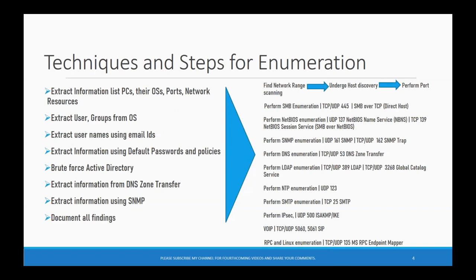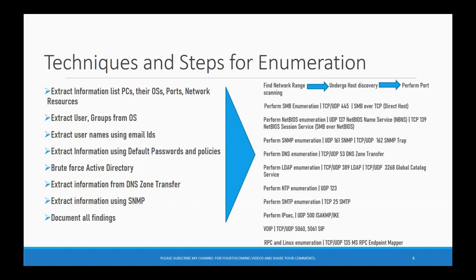The next is to extract information from DNS zone transfer. Here you can find the host names, subzone information, and IP addresses. The next is to extract information using SNMP, Simple Network Management Protocol. All the network devices available, you can get from this. And finally, document all details and all the findings. Whatever information you find, at the end you have to hand it over to the organization or someone senior to you. Along with the information you found, you have to provide the countermeasures also.